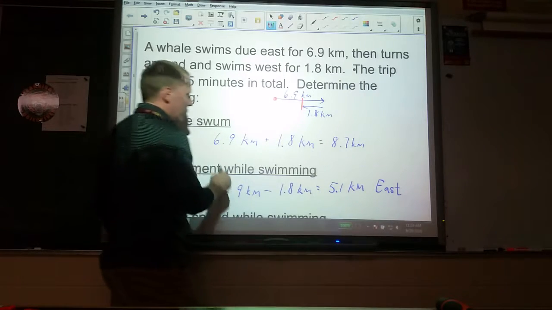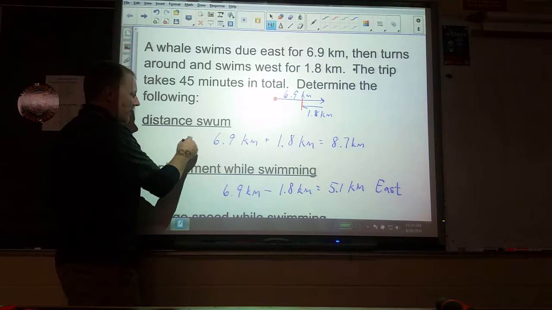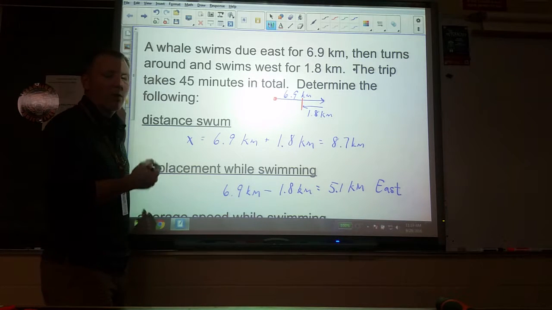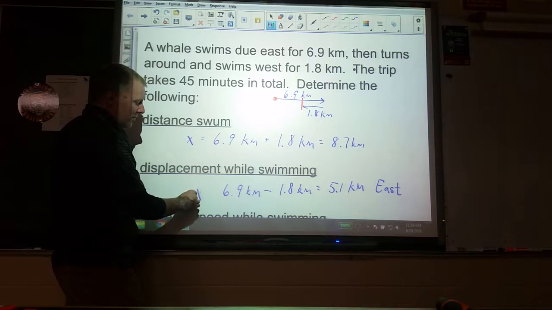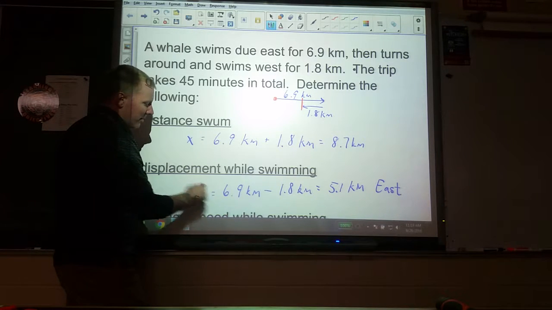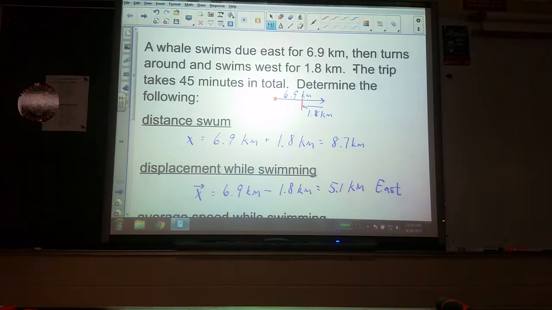I should say too, the abbreviation for these is often like an X. I'm going to use X this time. Could be a D or an S, but it doesn't really matter at the end of the day. Displacement then is the same value, but it's got the vector symbol over it, because now direction matters.